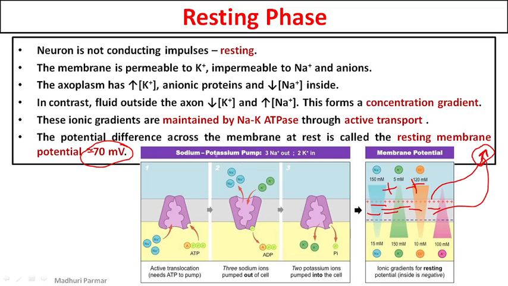So this is at rest. Sodium is higher outside, potassium is higher inside, and inside is comparatively negative, outside is comparatively positive. How much positive, how much negative? The voltage difference is -70 millivolt. Again, do not forget the unit, it is millivolt. Chalo.